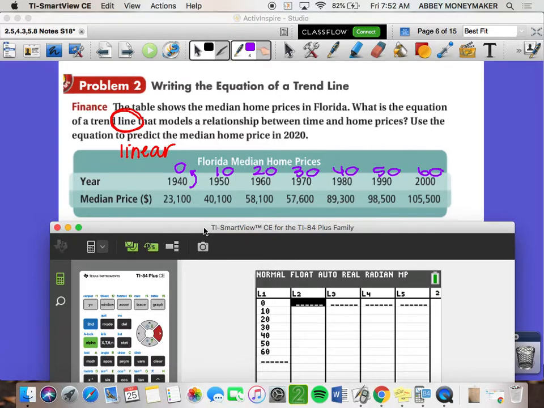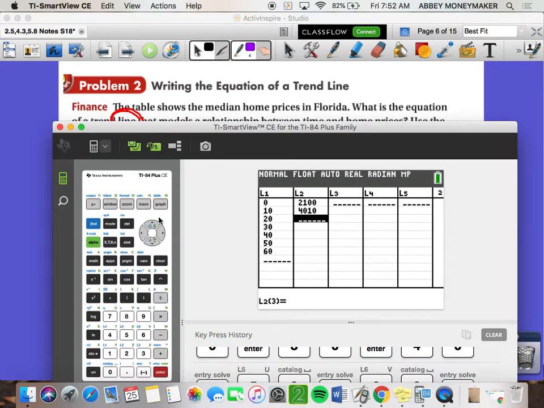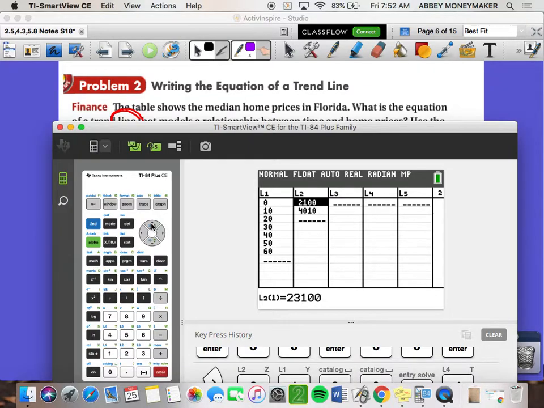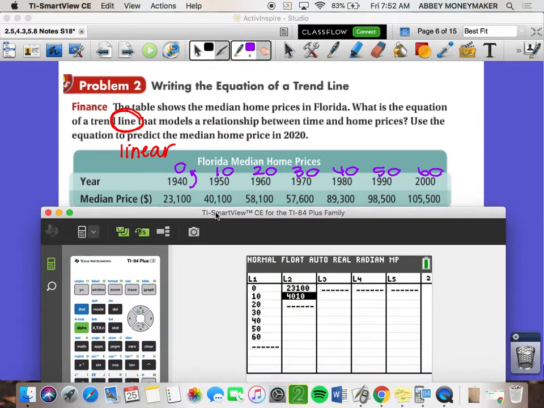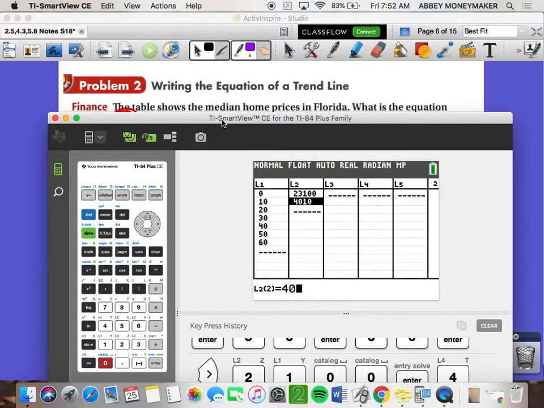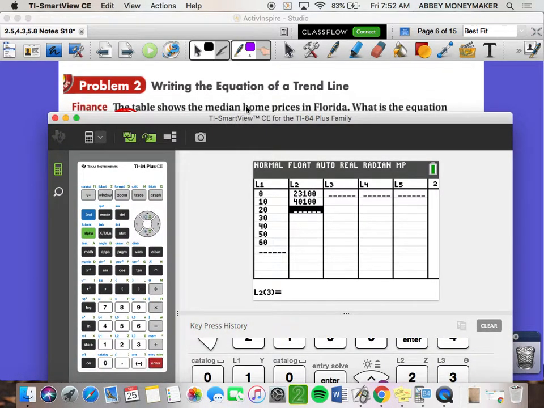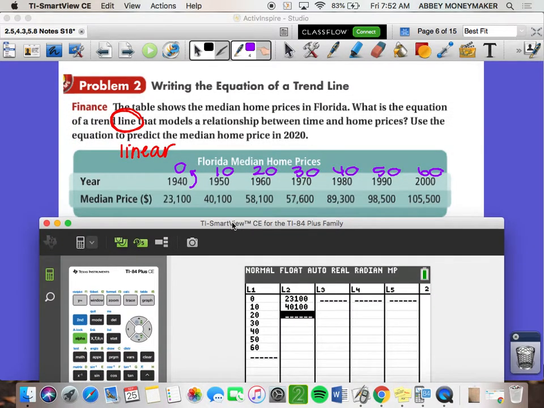And then we're going to go over to the L2 column and we're going to type in 2300, 4000. Oh, that's all typed in wrong. 2300. Yep, okay, so $40,100. This is really important because if you mess up one little thing, your whole equation is going to be wrong.